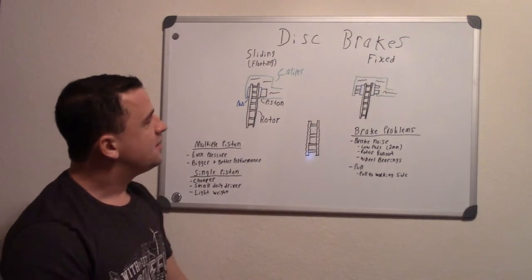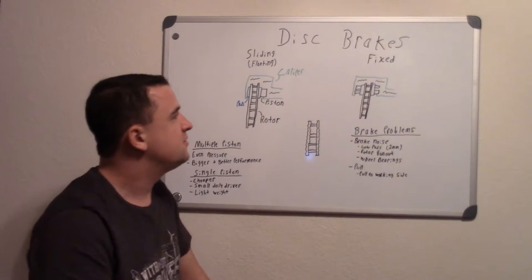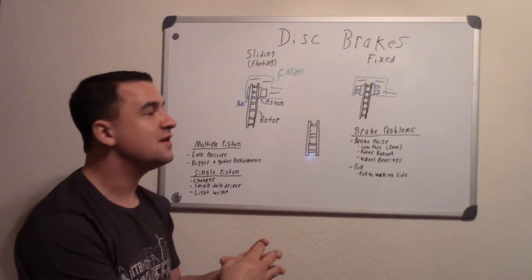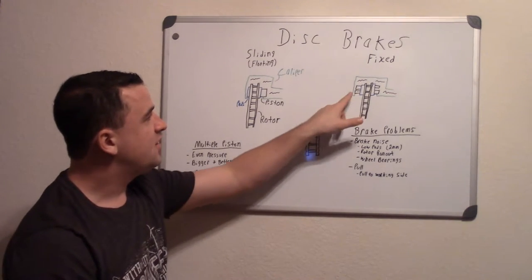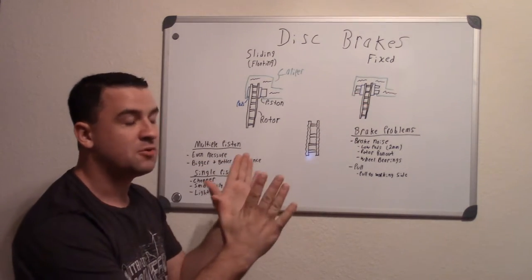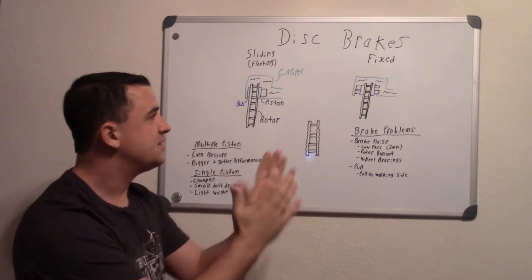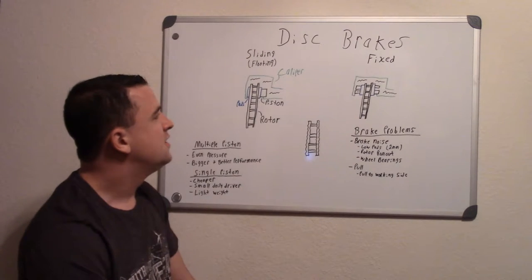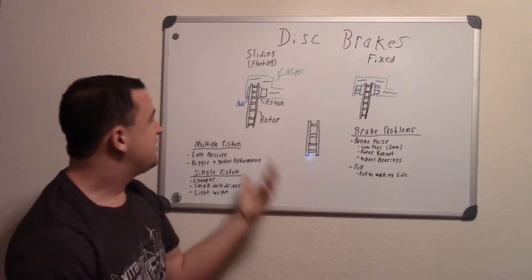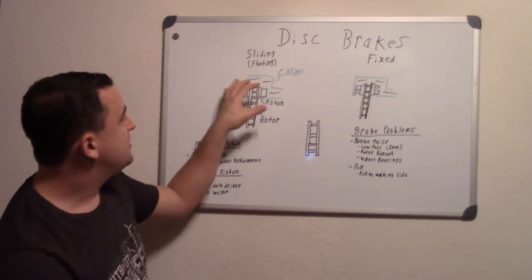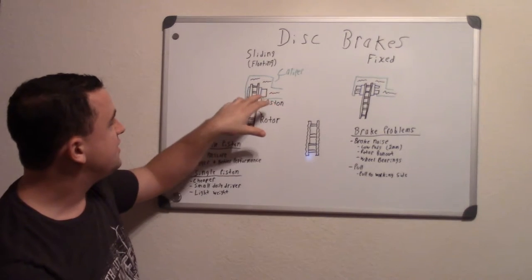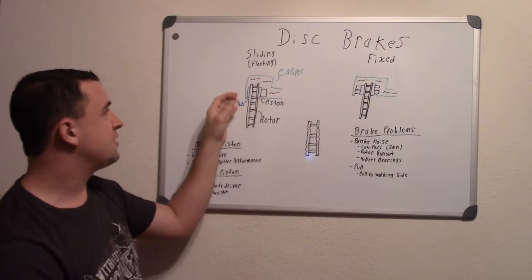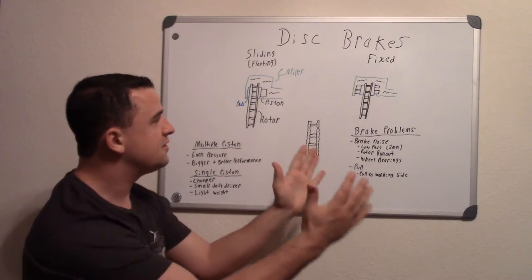The other kind, fixed calipers, are pretty simple. That caliper right there is fixed and it stays. Because you have pistons on both sides, both pistons simply engage the pads on both sides and brake evenly across it. So that's basically the difference. Again, with the sliding one, the piston will engage, pull the caliper backwards, and engage the other brake pad on the other side, whereas these ones brake evenly across it.